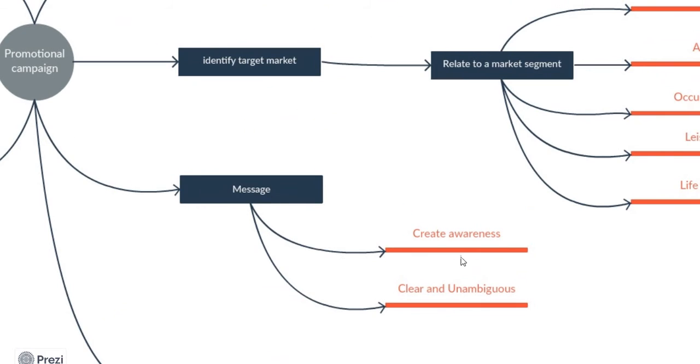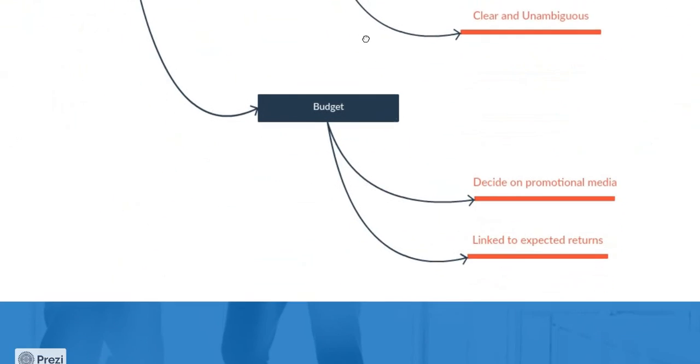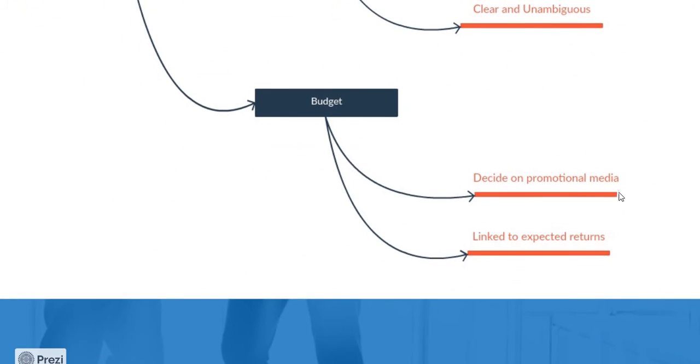The message, is it to create awareness? Is it clear? Is it unambiguous? You have to define this and know for sure and make people in charge of this. You have to assign people in charge of the message with these 2 divisions. The budget: decide on promotional media linked to expected returns. You invest some amount of money into the publicity campaign, expecting to sell. So you expect that money to return into the company.